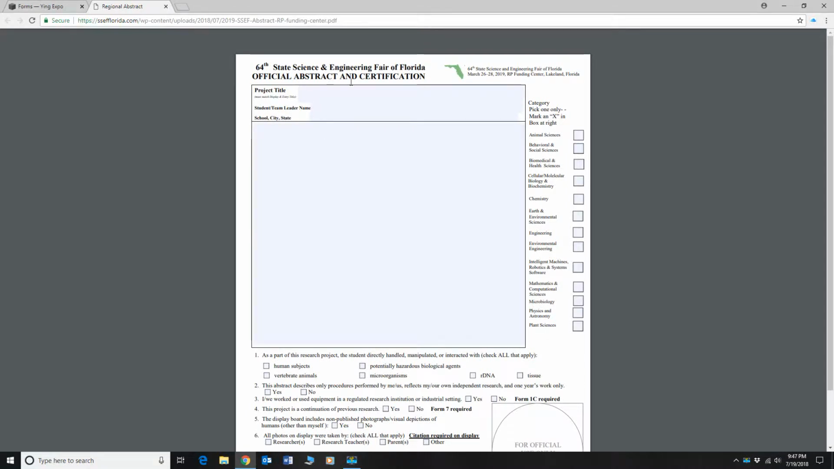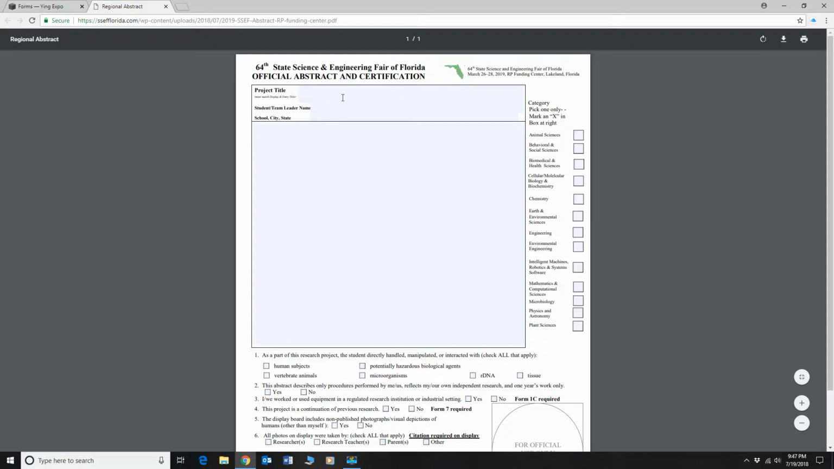Okay, so this is the official abstract form that all students must use for the Ying Expo and the State Science Fair. We no longer allow students to use the ICF abstract forms because the categories are just so different. So this form must be filled out by the student after they're finished with their experimentation.